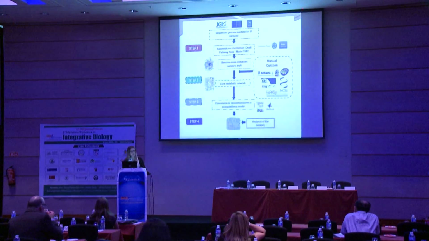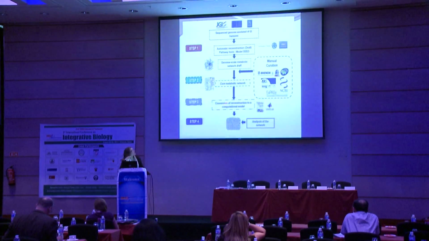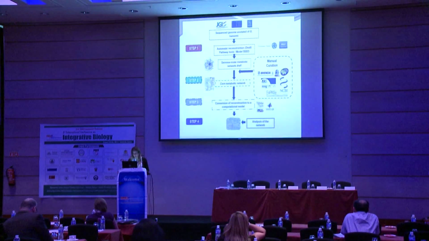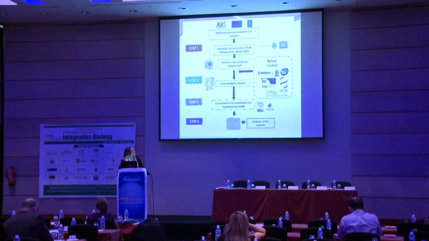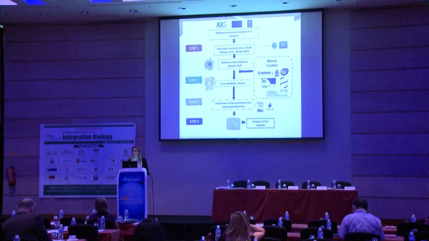So these were the 4 steps that we used in the present work. So we have first the creation of the draft model using automated resources. Second, we have the manual operation, so you can use all the available tools that we have. And third was the conversion of the reconstruction to a computational model. In this, we use a toolbox called GenSys, and you can use this toolbox on MATLAB, so you can do all the simulations. And the fourth step is actually the biological and biochemical analysis of the network.